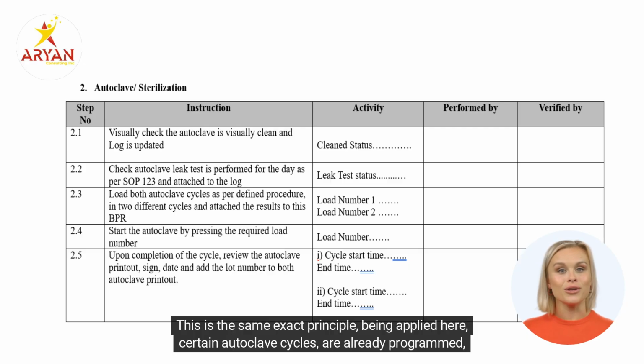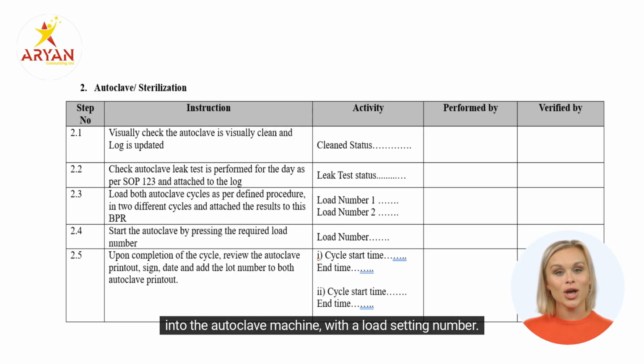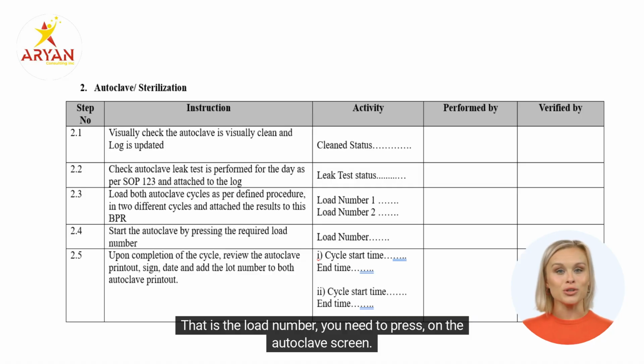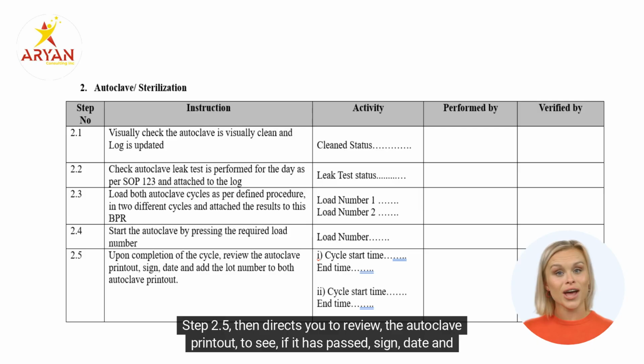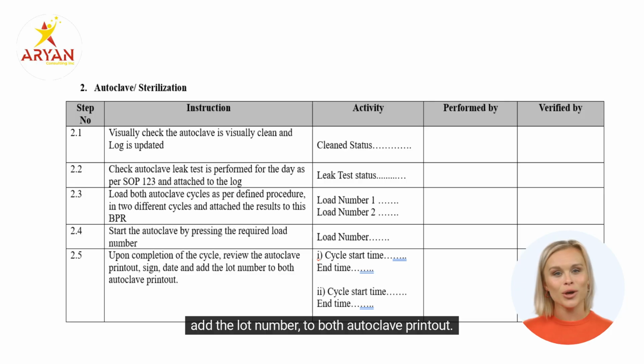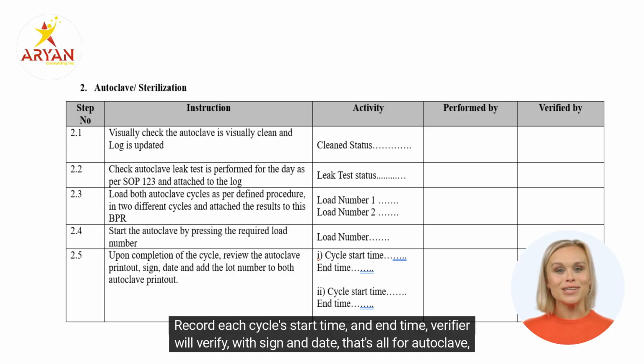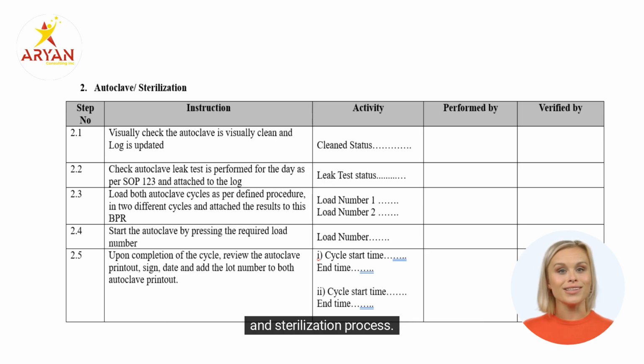Certain autoclave cycles are already programmed into the autoclave machine with a load setting number. That is the load number you need to press on the autoclave screen. Step 2.5 then directs you to review the autoclave printout to see if it has passed, sign, date, and add the lot number to both autoclave printouts. Record each cycle's start time and end time. Verifier will verify with sign and date. That's all for autoclave and sterilization process.